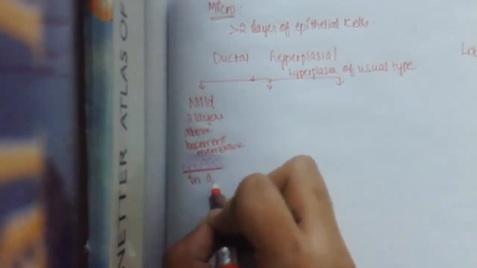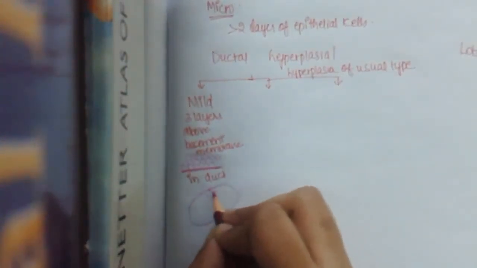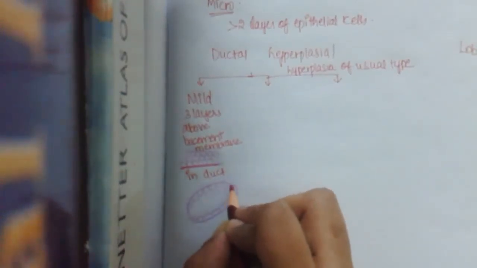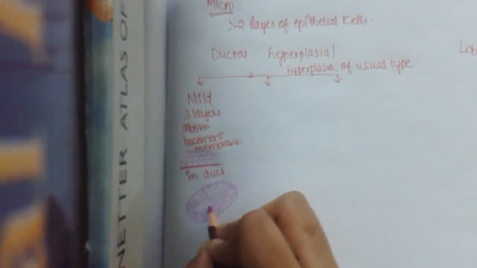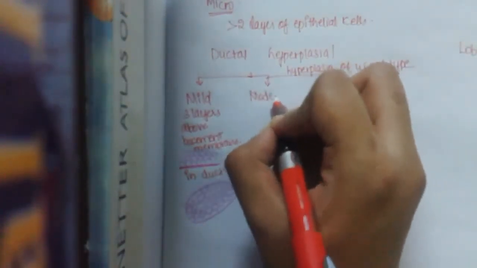In a duct, if I wanted to draw it, it will somewhat look like this. One layer, two layers, and the third layer. It somewhat looks like this with three layers. The second one is moderate hyperplasia.